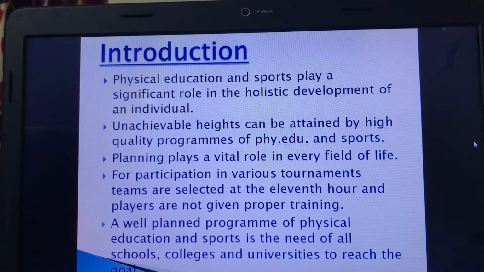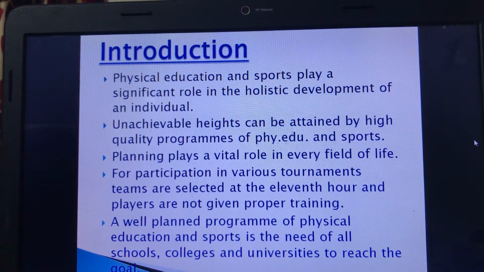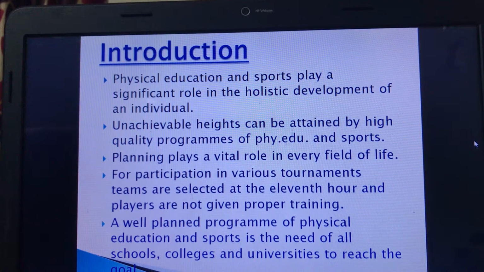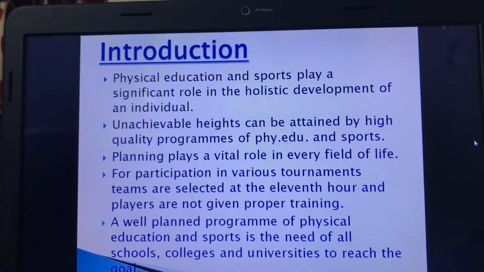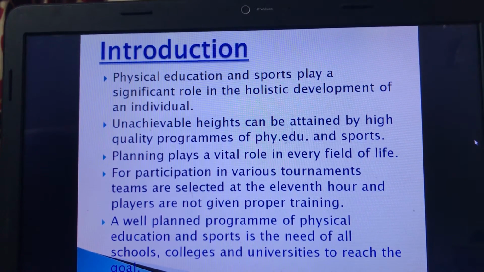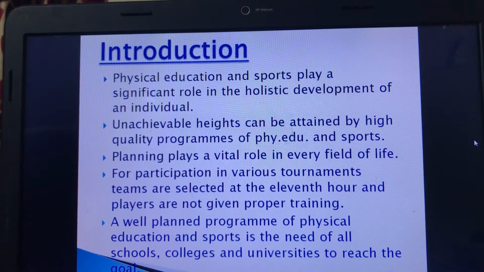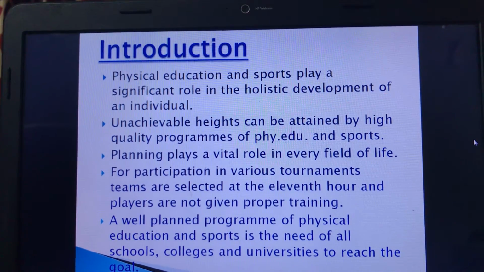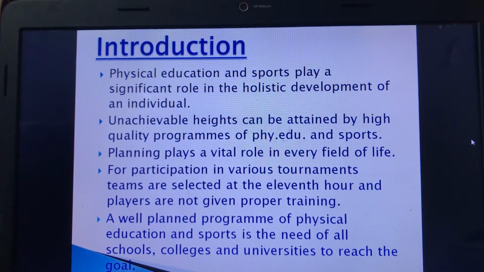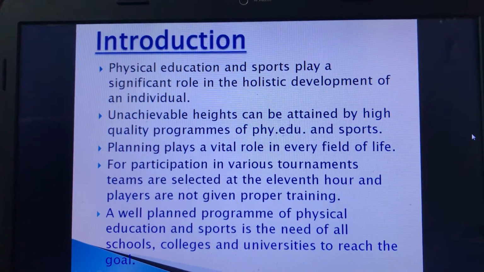And the third point is planning plays a vital role in every field of life. Planning is not only for our physical education department, it is for all the departments, for all the individuals, for all the groups of people. Planning is very important to improve their lifestyle.